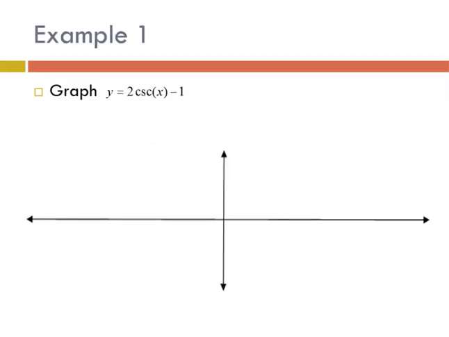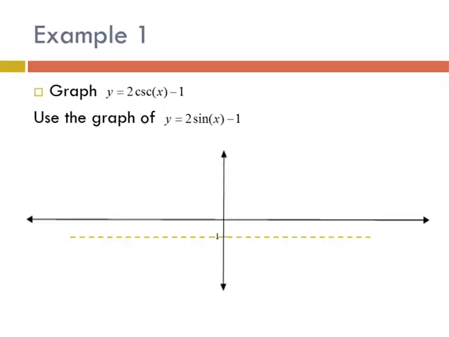So here's example 1. Graph y equals 2 times cosecant of x minus 1. Okay, so the first thing we're going to do is write this with the reciprocal function. So let's start with y equals 2 times sine of x minus 1. That's something that you should be able to graph. So I'm going to start by drawing in the center line. Because there are two transformations on this graph, there is the 2 out in front that changes the amplitude, and then there's the minus 1 at the end, and that shifts it down by 1. So the center line is going to shift down by 1.